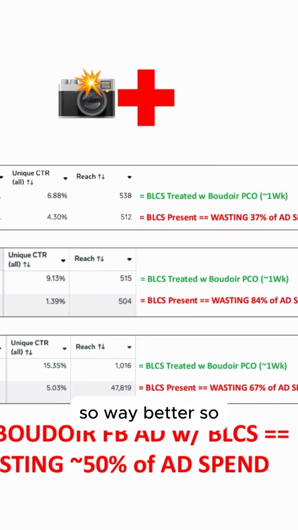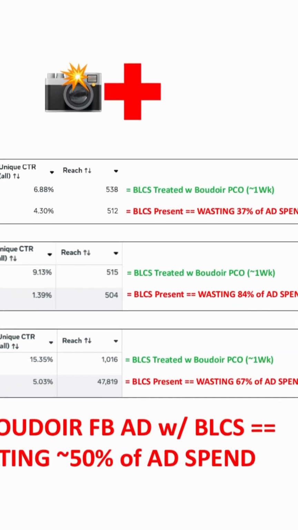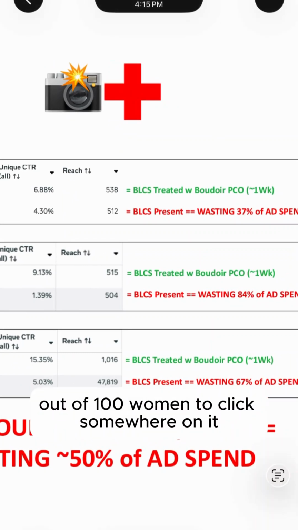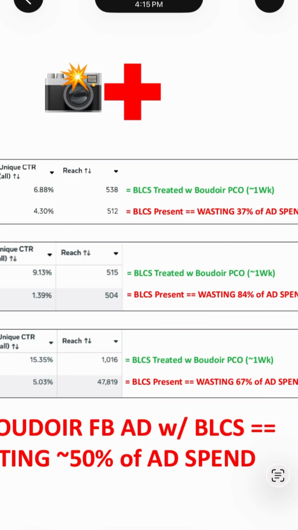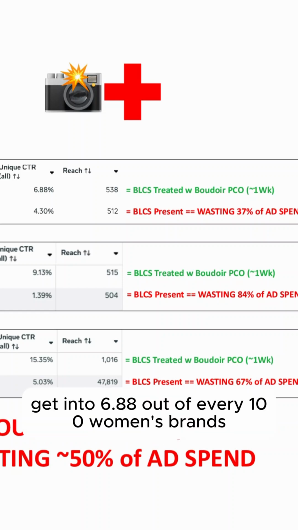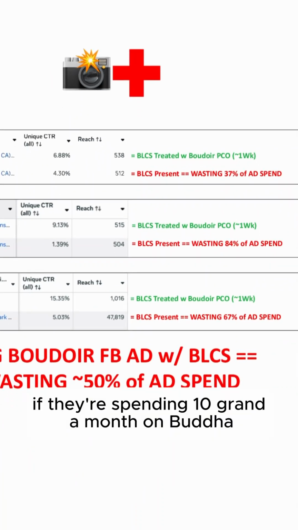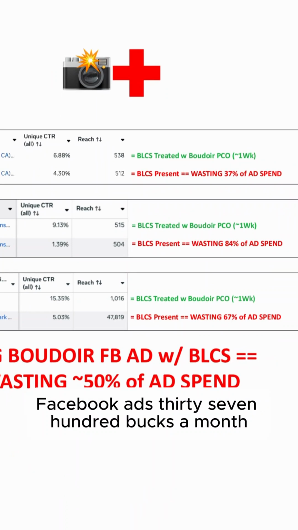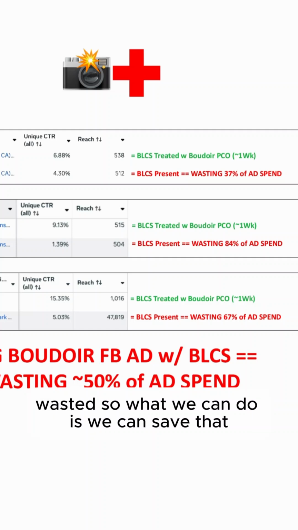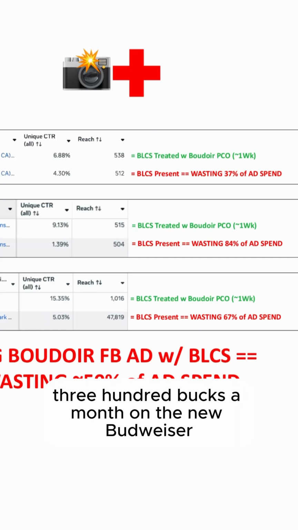So way better. We found out the original Boudoir Facebook ad is wasting 37% of ad spend by only getting 4.3 out of 100 women to click somewhere on it and get our ad into their brain. And the Boudoir Pico treated one is actually getting into 6.88 out of every 100 women's brains. So if they're spending 10 grand a month on Boudoir Facebook ads, 3,700 bucks every month is being wasted. So we can eliminate that wasted ad spend and only spend 6,300 bucks a month on the new Boudoir Pico treated ads.